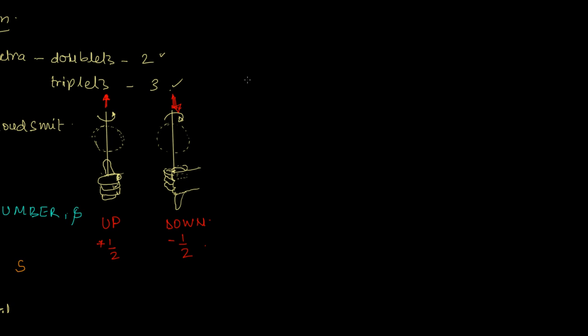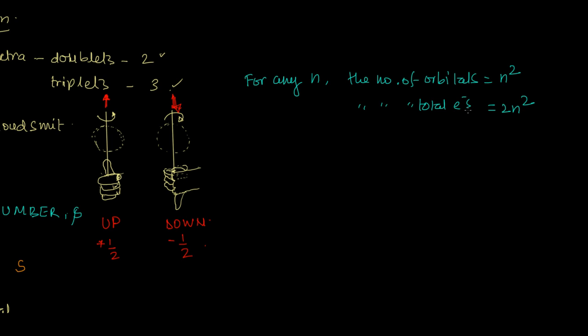So now I say that for any n, the number of orbitals is how much? n square. And I know why. Why? Because they are the sum of the first n natural numbers. And the number of total electrons is equal to 2n square. And hence that rule. Do we get that? The rule actually comes from here. Correct? Good.